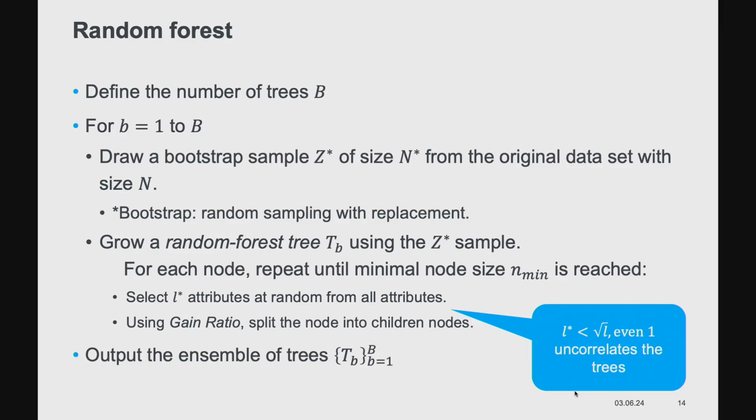And then what we get is not a single tree, but a set of trees. Maybe these trees are even simpler because we have less data to train on and we have fewer attributes to train on.